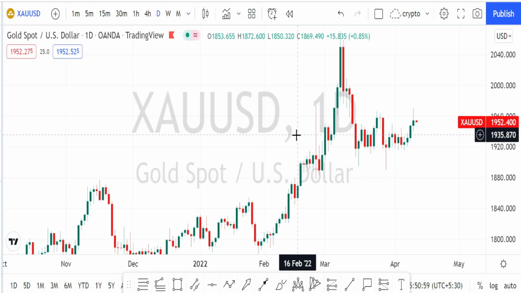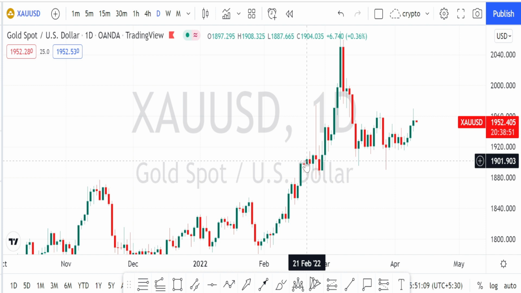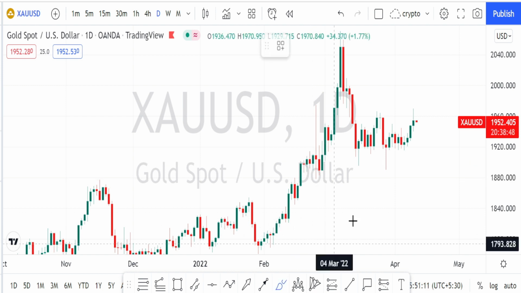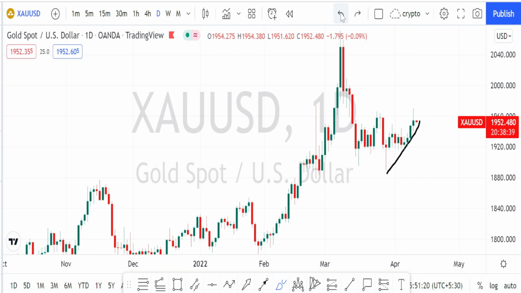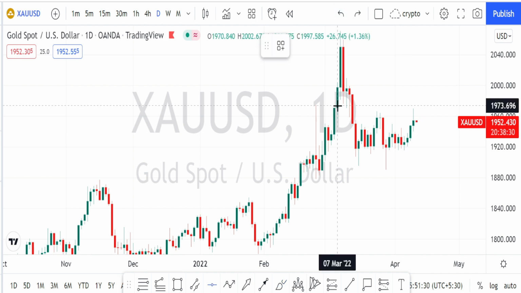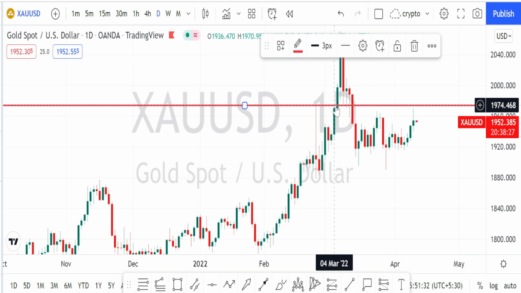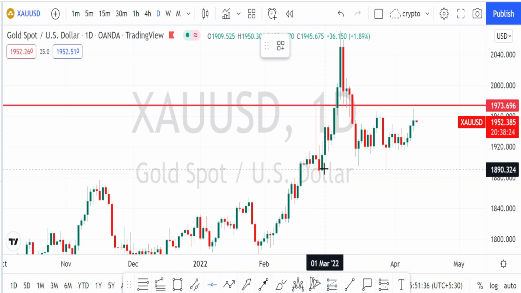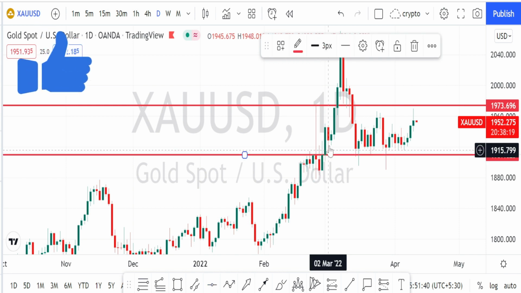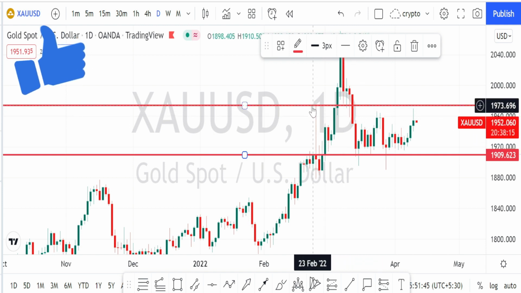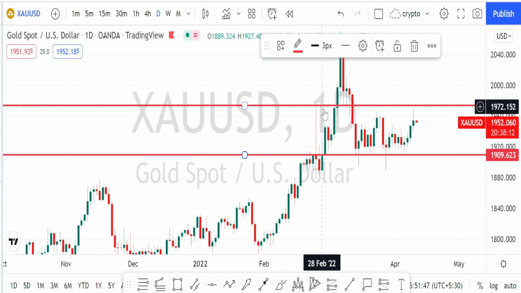I'm in the daily time frame of gold, US dollar currency pair. When we look at the price action yesterday, we had seen a little bit of bullish momentum in gold. When we look at the past price action and analyze whether the bullish trend has started or not, this was the highest level it has gone previously. When we look at the lowest level, there was a little bit of consolidation over here, and from here it started its bullish trend.